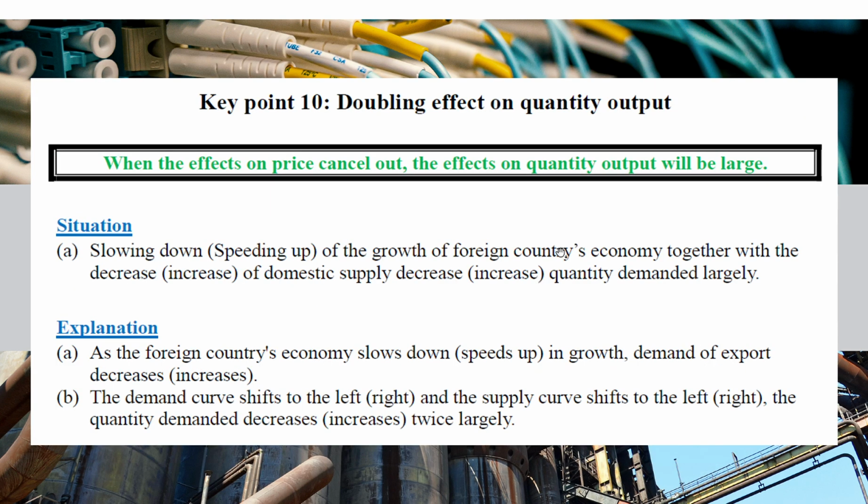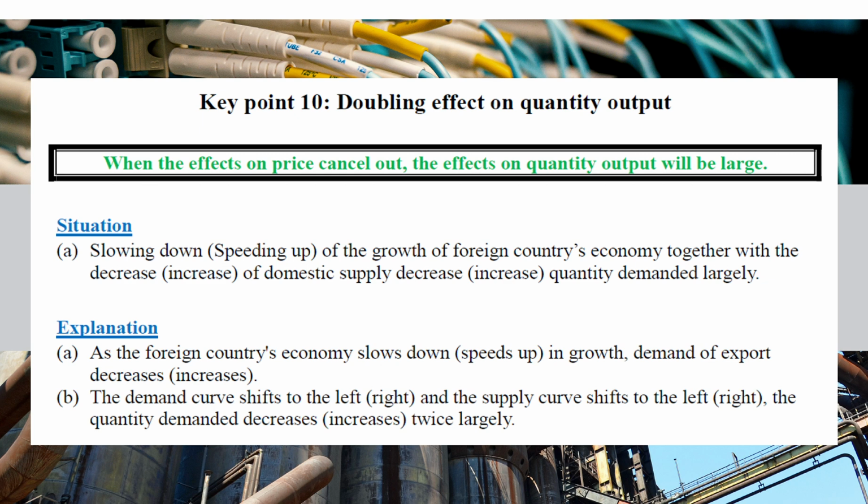And the doubling effect on the quantity output is the other case. When the effects on price are cancelled, the effects on quantity output will be large. So draw the demand and supply curves again in your brain. So how to decrease the market quantity together? Decrease the demand and decrease the supply, right? Both decrease, Q will decrease a lot.